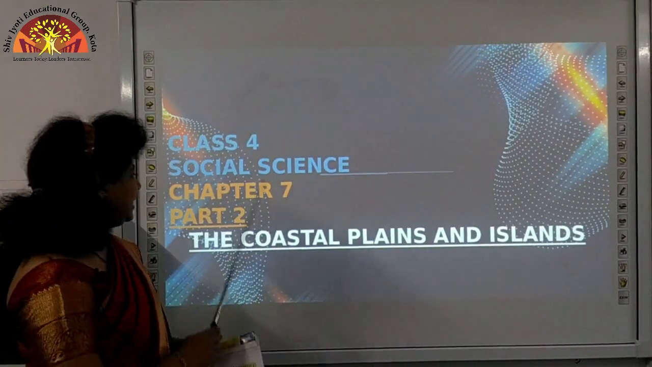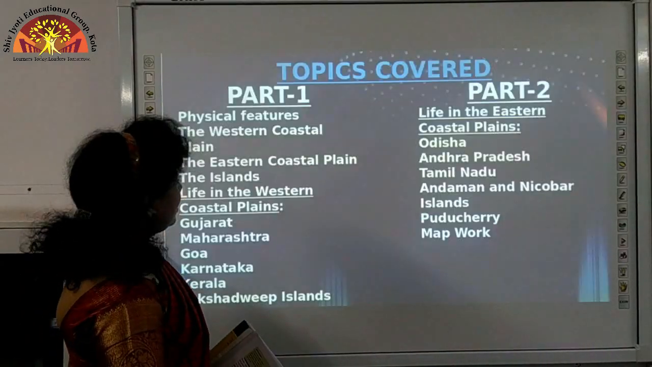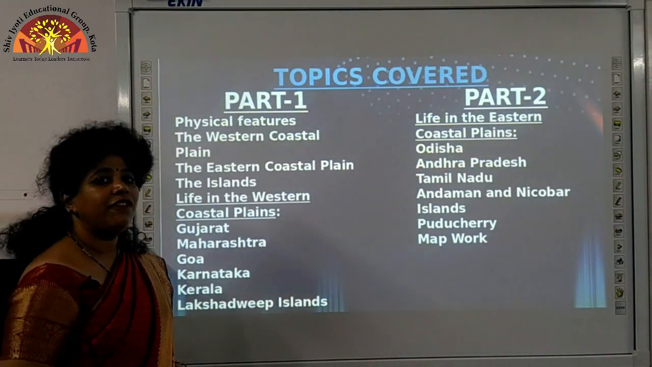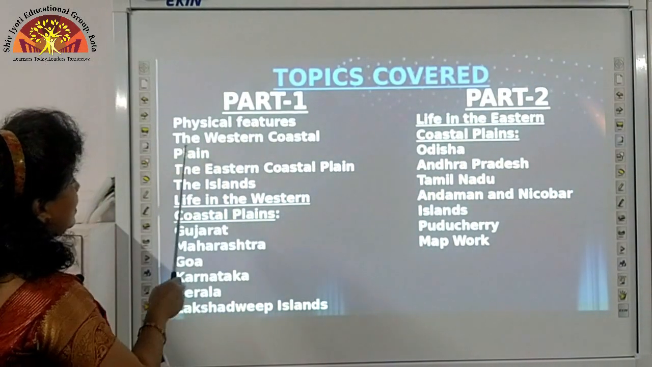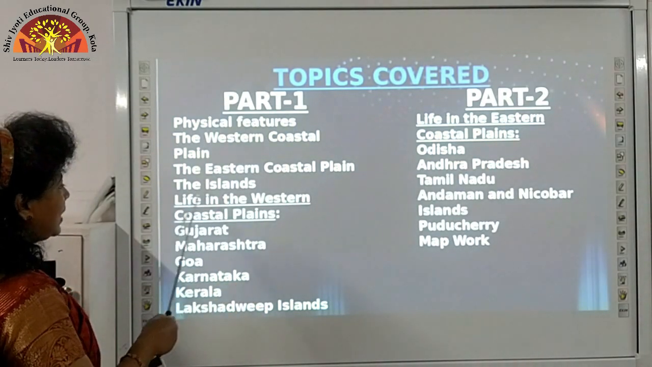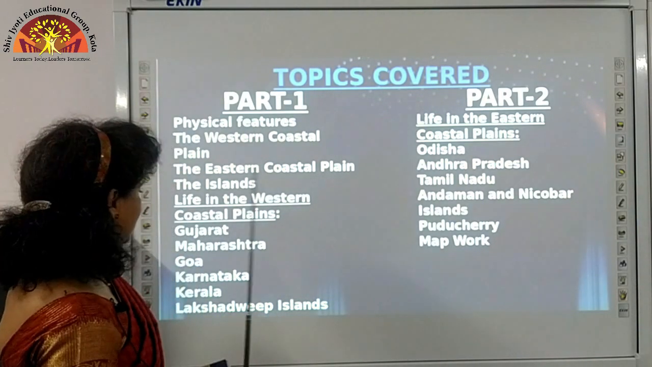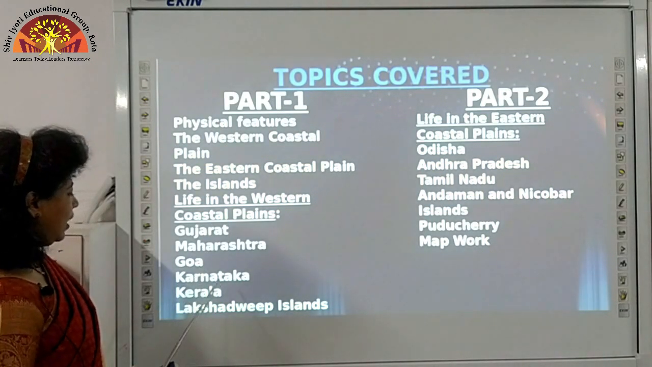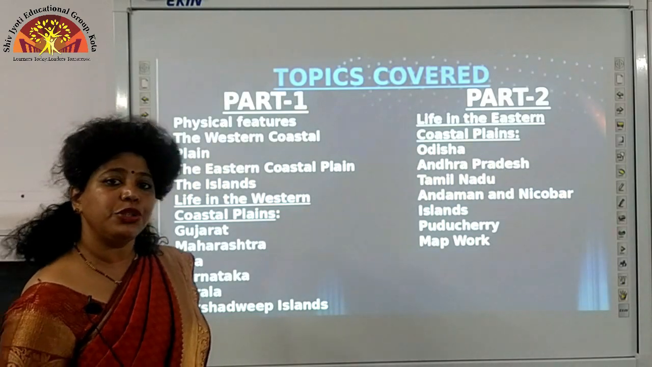Today we shall be doing chapter 7 part 2, the coastal plains and islands. We had already done part 1 of this chapter in the previous class. What did we do in the previous class? We discussed the physical features of the coastal plains, the western coastal plain, the eastern coastal plain, the islands and life in the western coastal plains. In the previous class, we had discussed life in the states of Gujarat, Maharashtra, Goa, Karnataka, Kerala and Lakshadweep Islands.